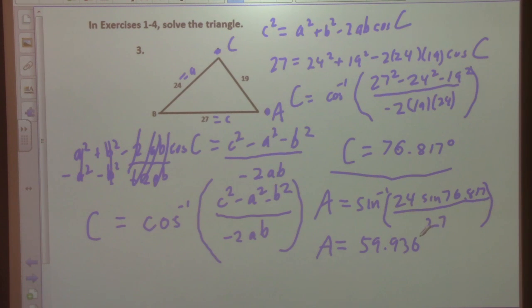One thing you can do is use the law of sines for the other one and check by adding up to 180. But I just assume I'm right. We can just subtract. Angle B is going to be equal to 180 minus 59.936 minus 76.817. And so that's going to be 43.247 degrees.